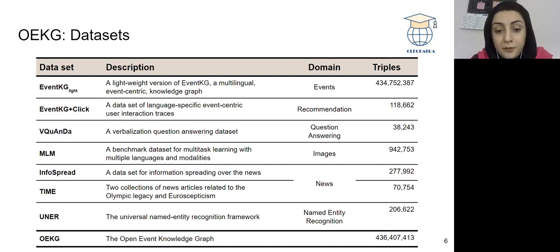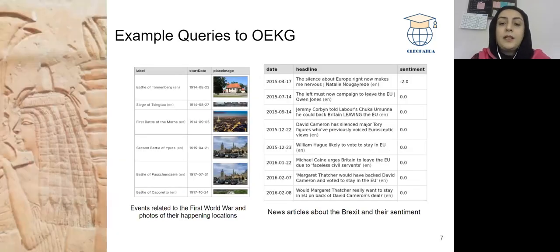I want to show how we could benefit from this integration of data sets by these 2 examples. Here on the left, we have the events related to the First World War and the locations of these events. And on the right, we have the headlines of news articles related to Brexit with their sentiments. Here we have only a few rows of this table, but you could see that the sentiment of these news articles are changing over time. As I mentioned earlier, these two queries are done by the integration of data sets. I encourage you to take a look at it yourself and try some other interesting queries to OEKG.